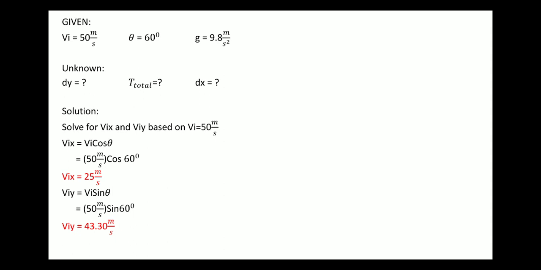Now that we have the Vix and Viy, let's solve for the maximum height, or the dy. The formula is dy equal to Vy squared minus Viy squared over 2g. Like what I said, most of the time, Vy is equal to 0. So it is 0 meters per second squared minus the value of Viy that we computed, 43.30, squared, over 2 times negative 9.8 meters per second squared.